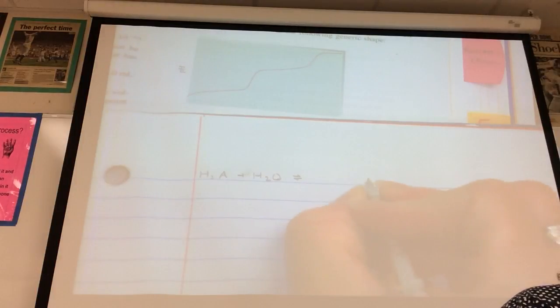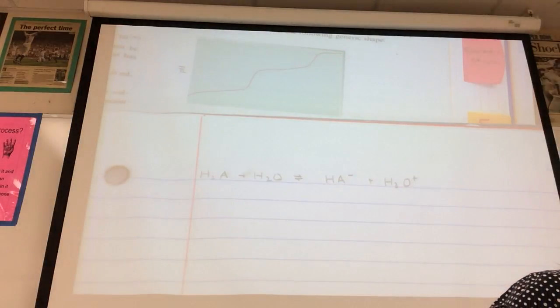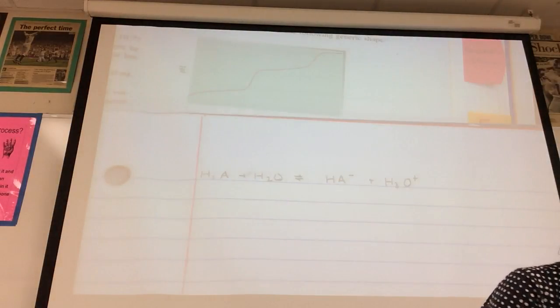So we're going to have hydronium ion, which you know because this is a weak acid, right? Okay? 1 ionizable proton at a time.